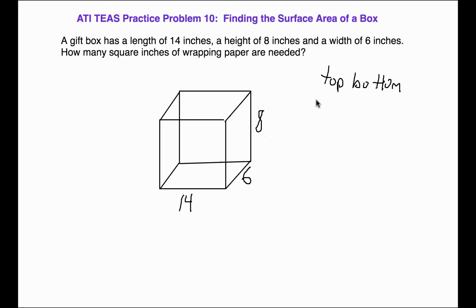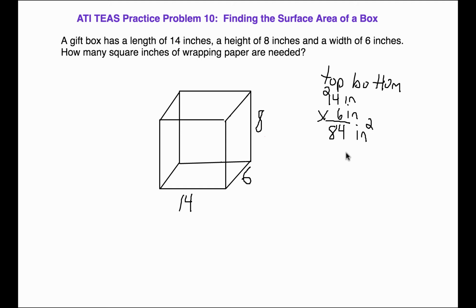Alright, so our dimensions of the top and the bottom are 14 times 6. So we're going to multiply 14 times 6, in which we get 84. Now don't forget, your dimensions are in inches, right? So basically you're multiplying two dimensions that have the same units, inches. So inches times inches is actually inches squared. Okay, so just remember that.